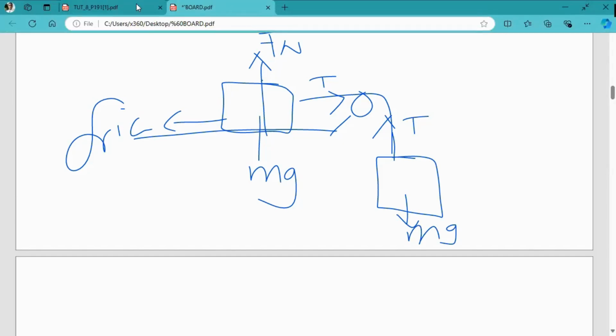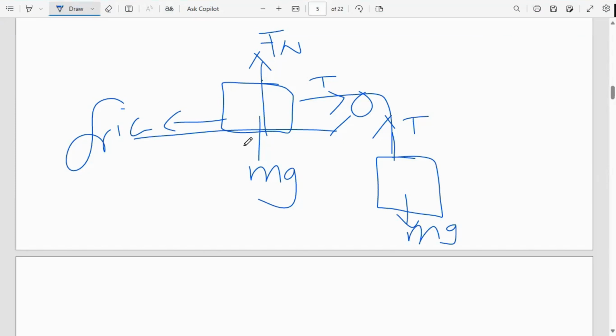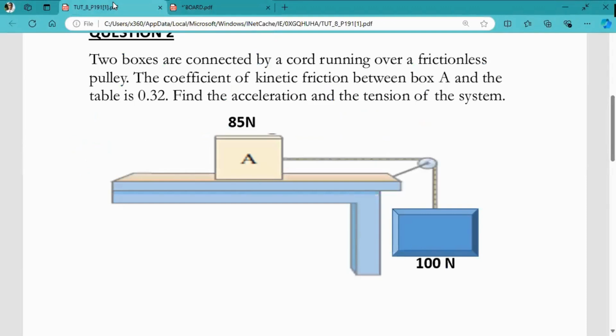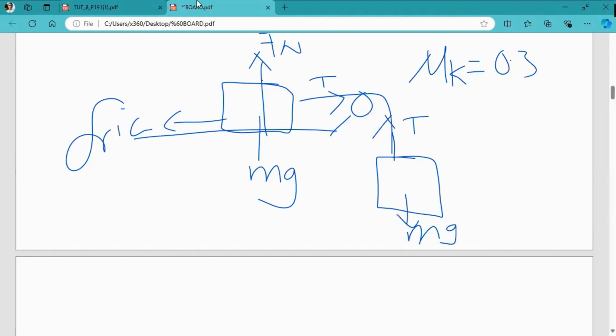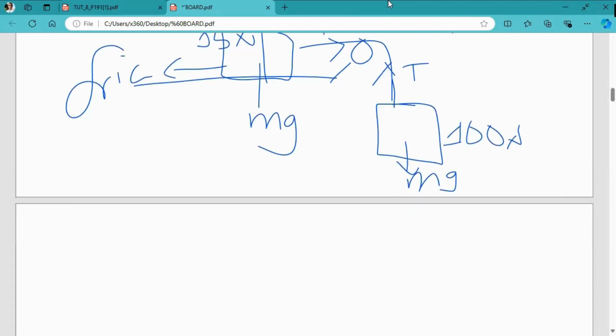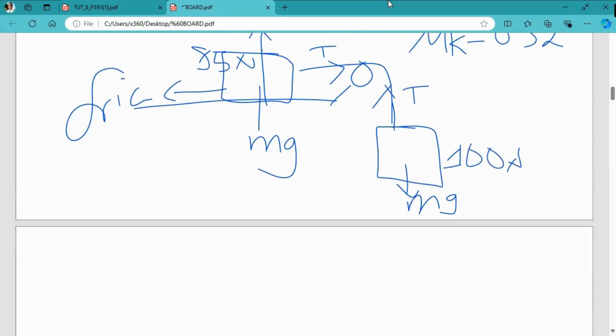Okay, so let me just check for the data. They told us the coefficient of kinetic friction is equal to 0.32. This one is 100 newtons. This one here is 85 newtons, like that. So these are the different forces acting on our two objects. So what are we supposed to find? We're supposed to find the tension and the acceleration of this system.